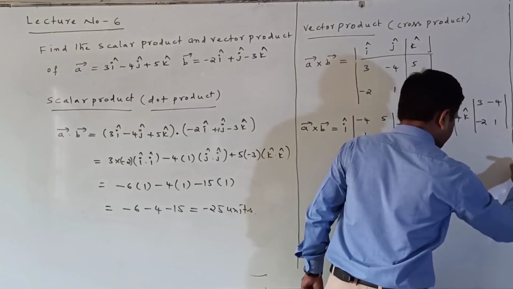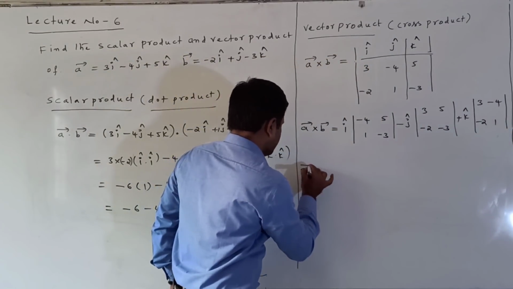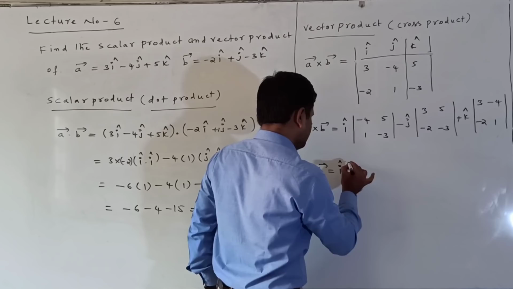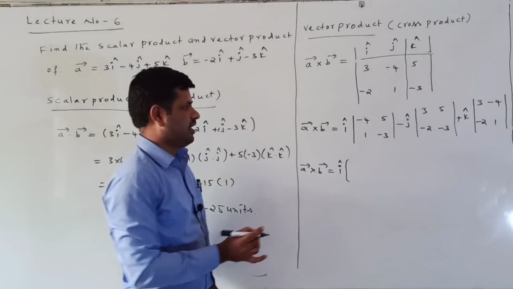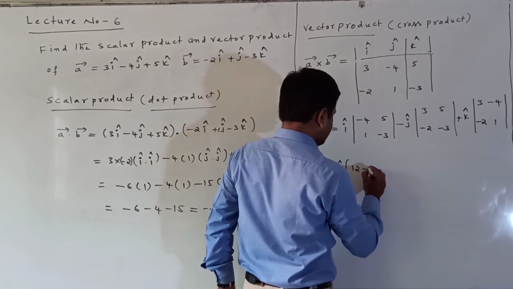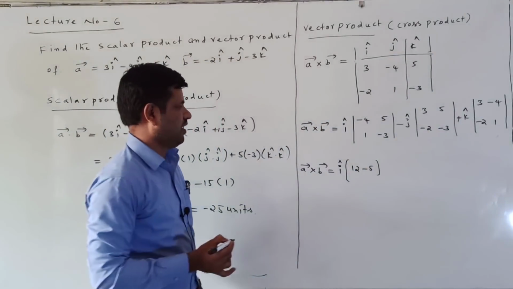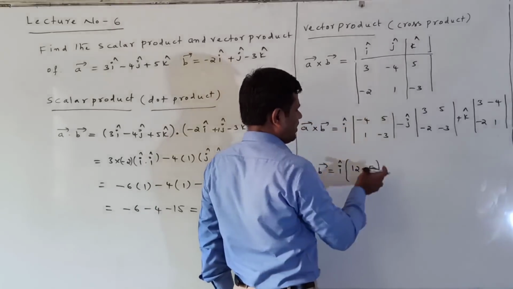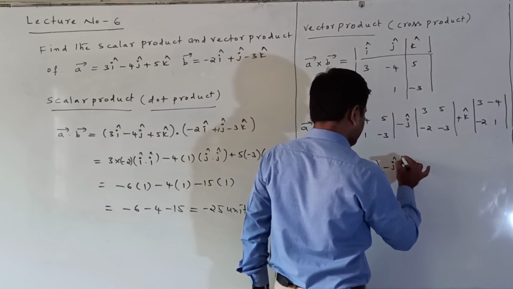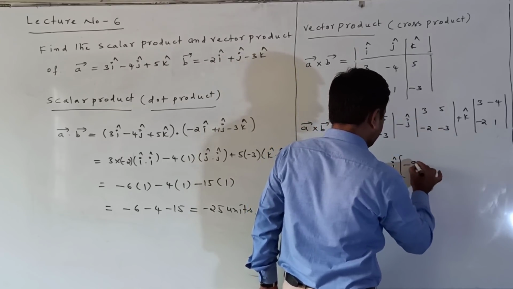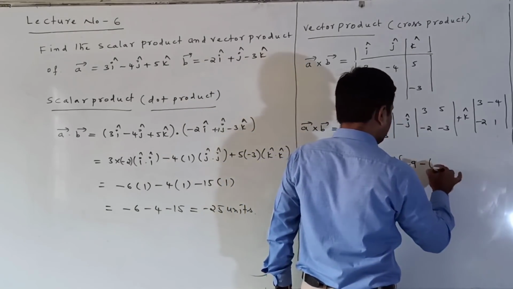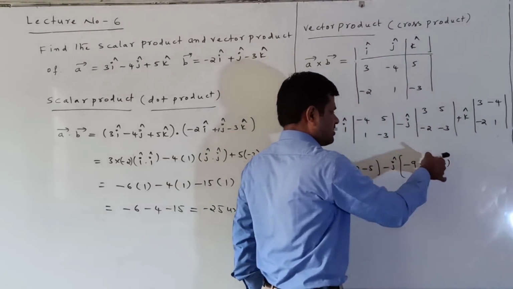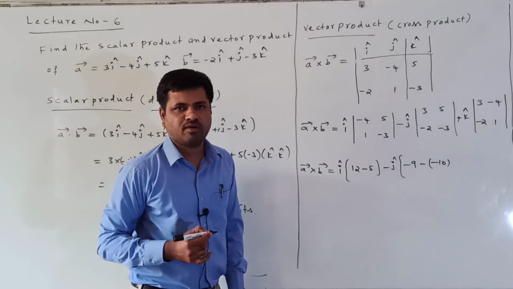Now from this, a bar cross b bar is equal to: here i cap into 4 3s are 12, AD minus BC, 4 3s are 12 minus 5 into 1 is 5, so 12 minus 5 is 7. Then minus j cap into minus 3 3s are minus 9, here minus of 5 into minus 2 is minus 10. In between we put the minus, the AD minus BC formula.